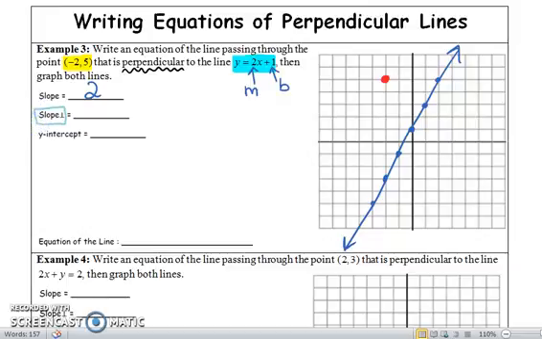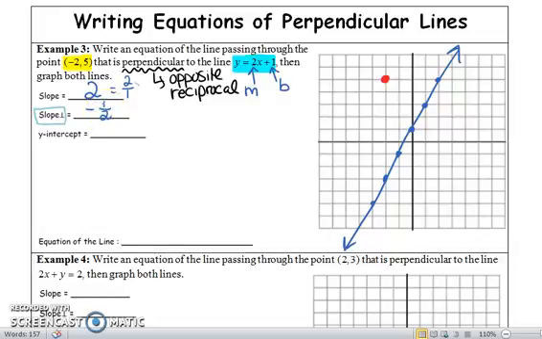Now remember, perpendicular slopes are always going to be opposite reciprocal. So right now, if the slope is 2, and keep in mind, 2 can be written as 2 over 1. It's a whole number. Opposite means that since it was originally positive, it's going to become negative. And reciprocal means that you flip the numerator and the denominator. So the opposite reciprocal slope, the slope of the perpendicular line, is going to be -1/2.